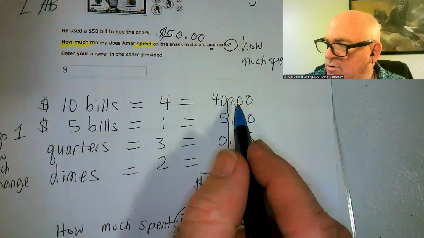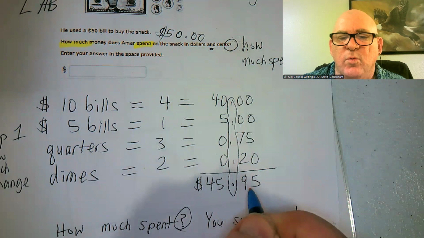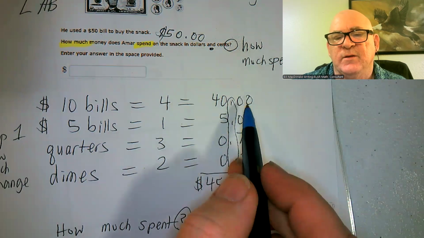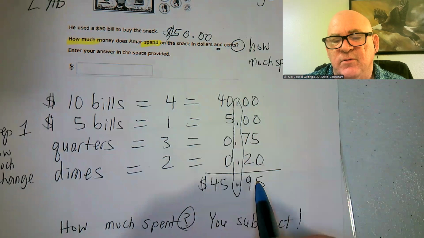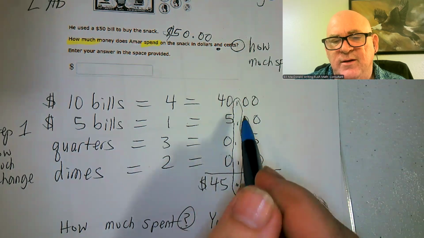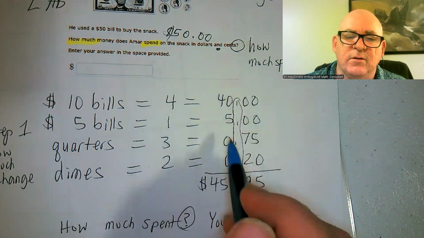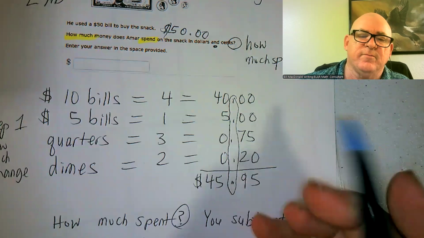What I highly recommend you do is make what I call a highway of decimals, where all of the dimes and pennies are on one side of the decimal. The decimal is lined up in a straight line, and all of the dollars and the $10 bills are on the other side of the decimal.